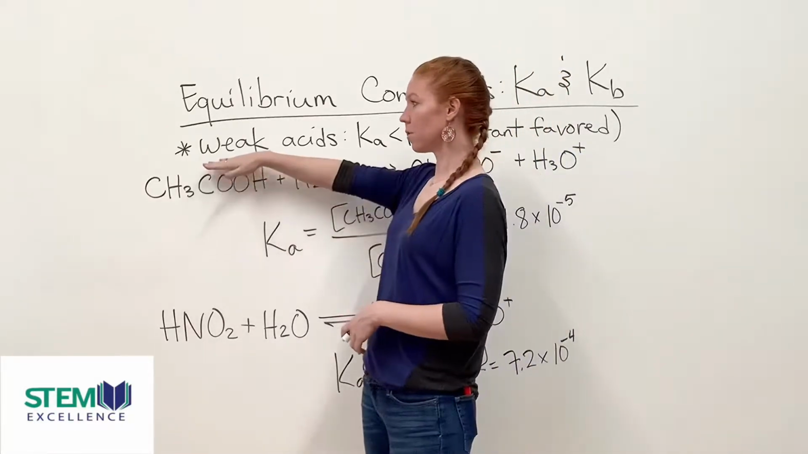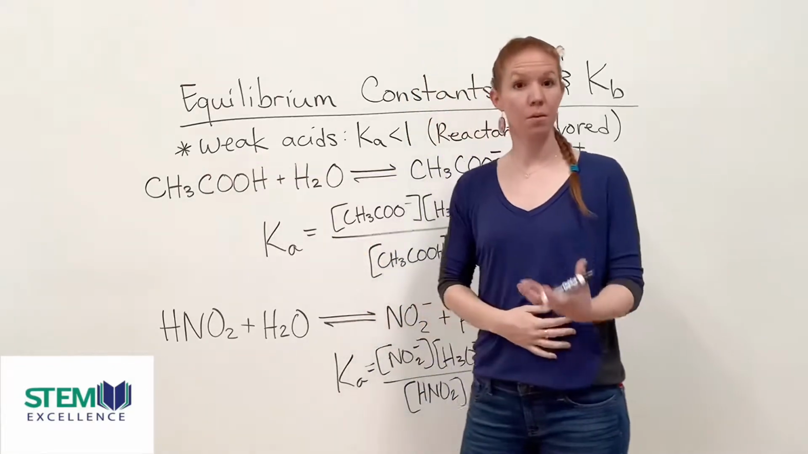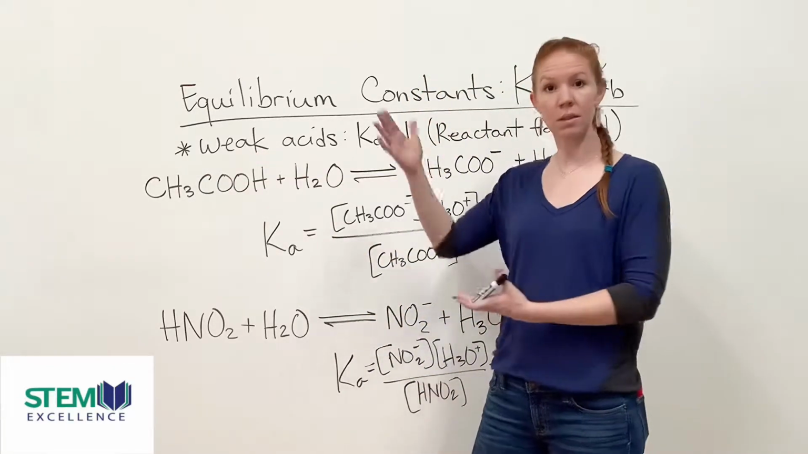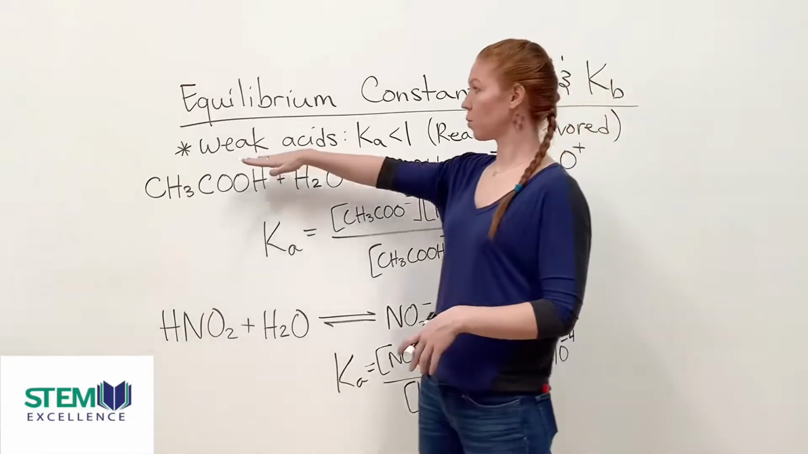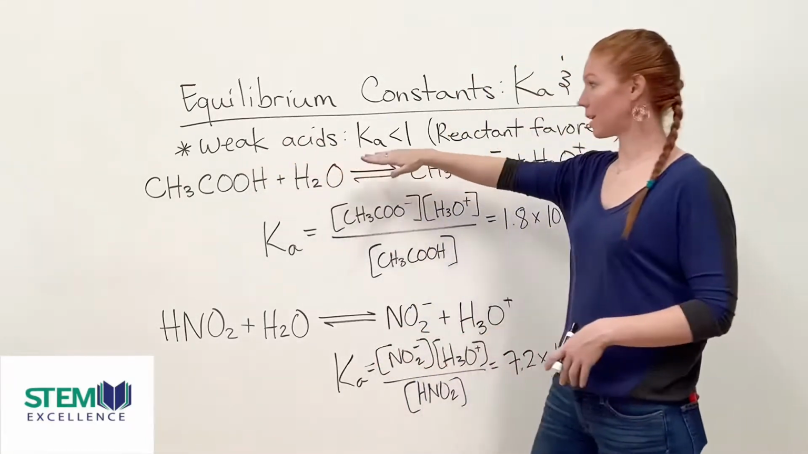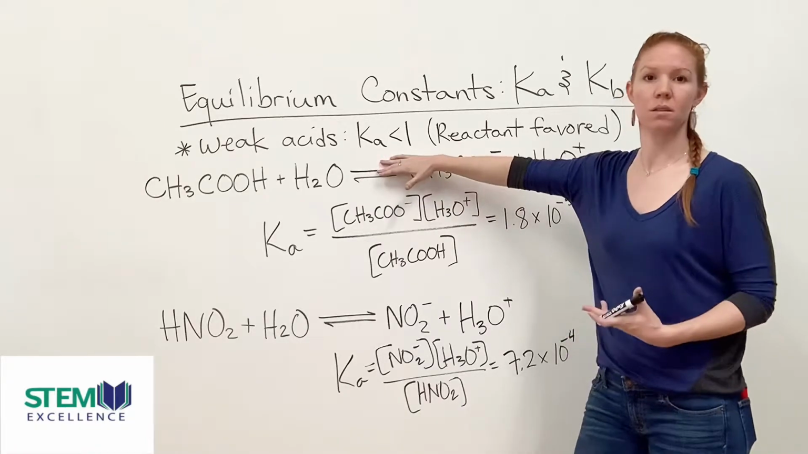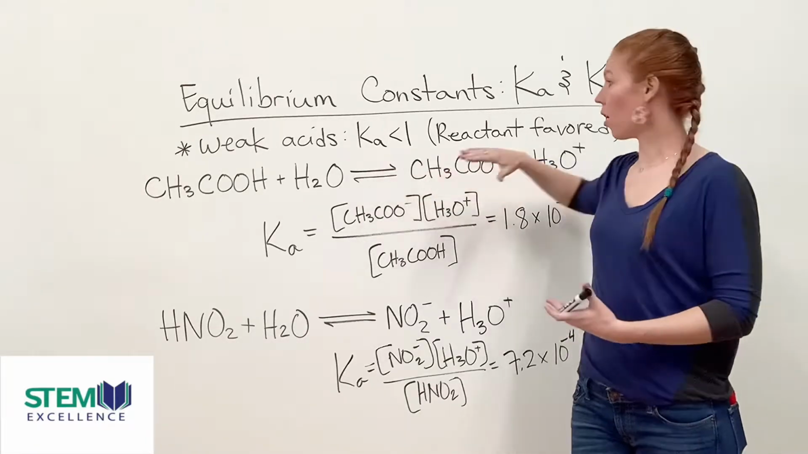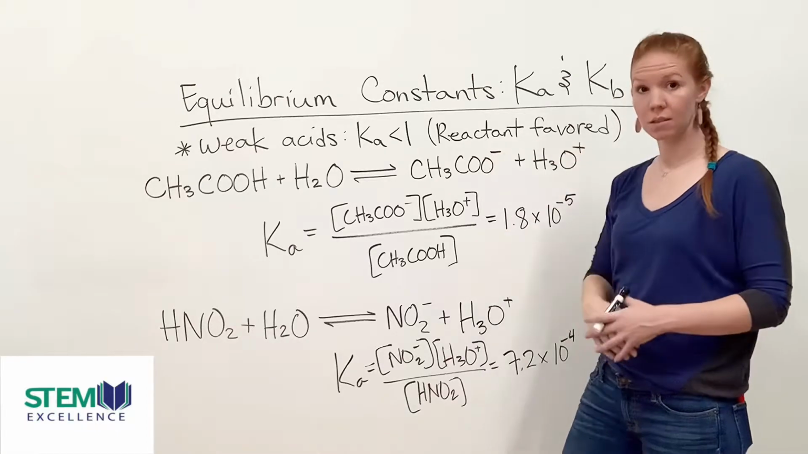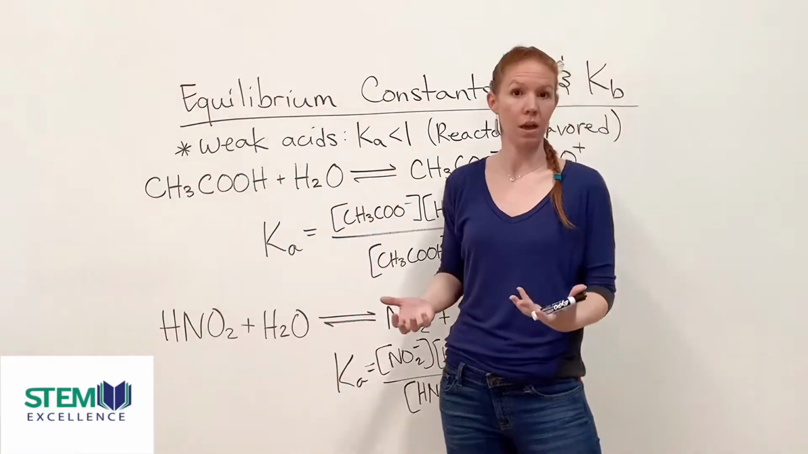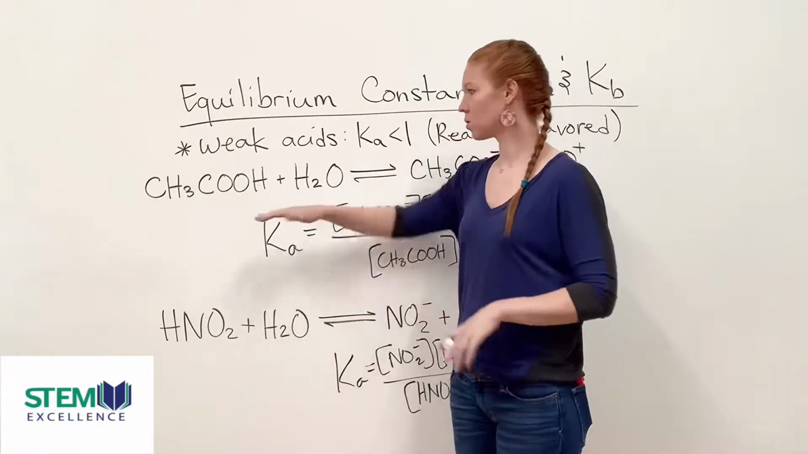In general, for weak acids and bases, the base analog is going to be the same for everything I talk about. For weak acids and bases, the K value is going to be less than 1. That means all weak acids and all weak bases are reactant favored. That's a property of being a weak acid or a weak base. So let's look at some examples.